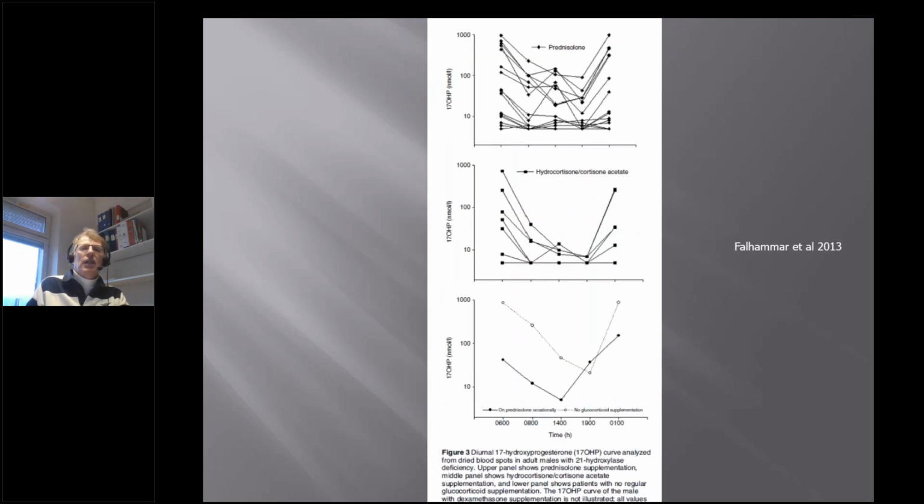So here's just an example of 17-OHP diurnal curves. Most of these patients have classic. And by doing that, you can see you can have a high 17-OHP in the morning, but then if it drops down during the day, well, then it's good control. So a morning 17-OHP is quite unreliable to use to direct your treatment.